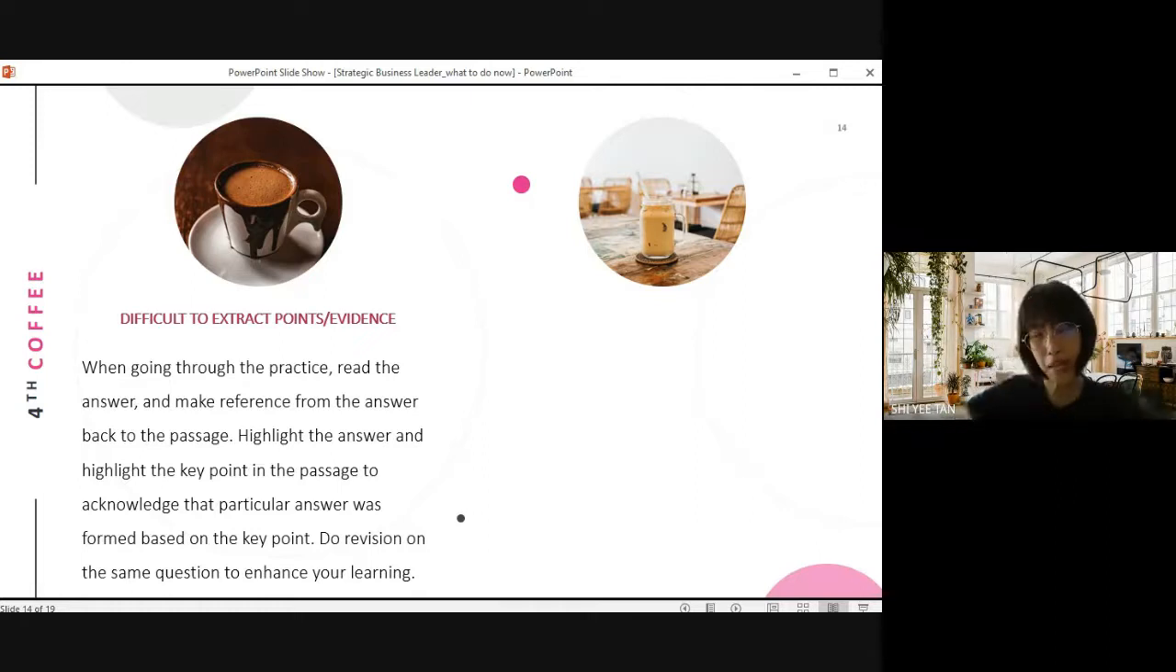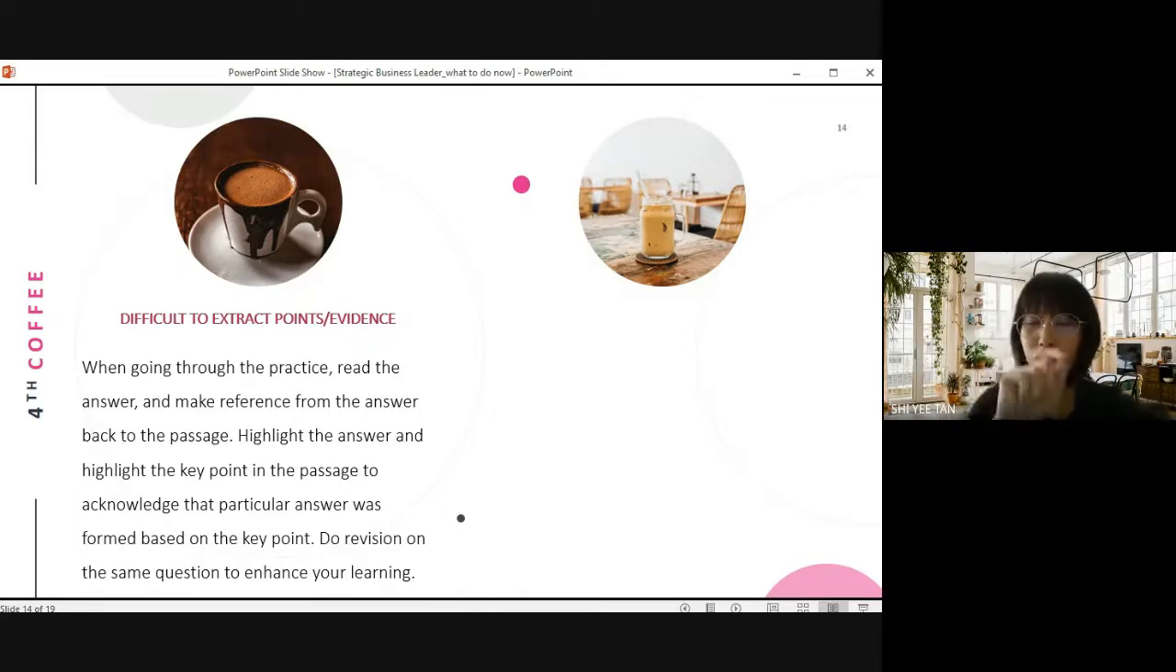When you read the sample answer, if you have this issue, you've got to make the reference from the sample answer to the passage, so that you will know where the source of evidence is for the point that is written, or where the source of the information used to form the answer is. So you've got to make reference from the answer back to the passage. Then you see, oh, from here, actually I can get this point, and this point can be developed into this answer. So you use your highlighter.